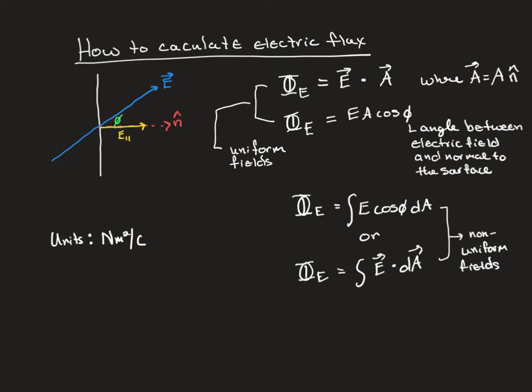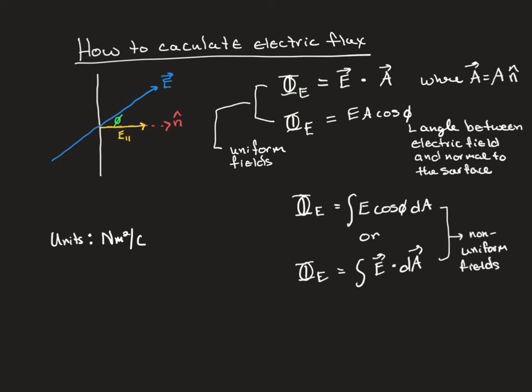So I define angle phi, and here is the angle between the electric field vector and normal to the surface. So this is where we get the second iteration here, where we're going to take the electric field strength times the area times the cosine of phi, where phi is that angle between the electric field and normal to the surface.